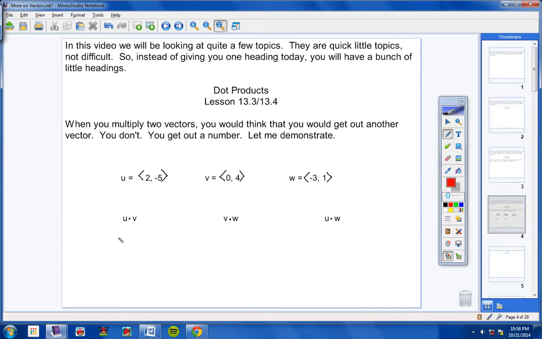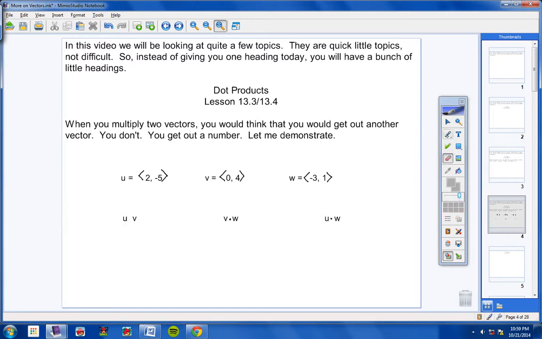So here we go. u times v. Here's vector u, 2, negative 5. And here's v, 0, 4. Now here's what you do. You multiply the first number times the first number: 0. Multiply the second number times the second number: negative 20. Then you add those two numbers together. That's it. So the dot product of u and v is negative 20. Very simple, to be honest with you. You can work ahead or watch me as I do the next two problems.